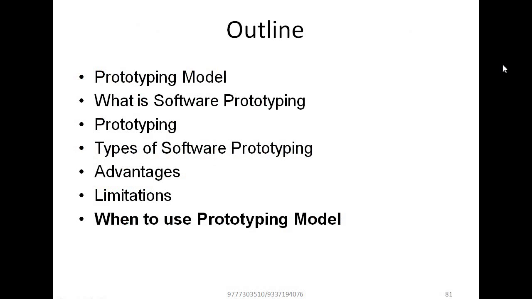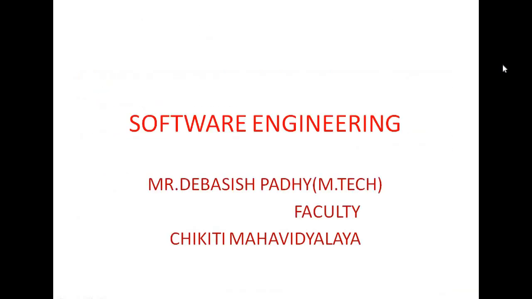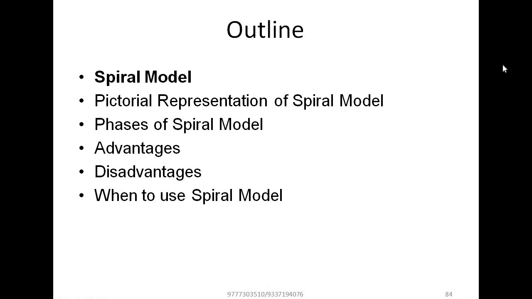In this series, the next model we will discuss today is the spiral model. We have already discussed the classical waterfall model, iterative waterfall model, evolutionary model, prototype model, and build and fix model, along with their advantages and disadvantages. This is the last model of your first unit, the spiral model.